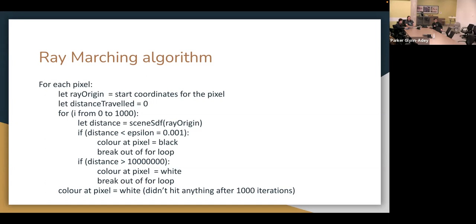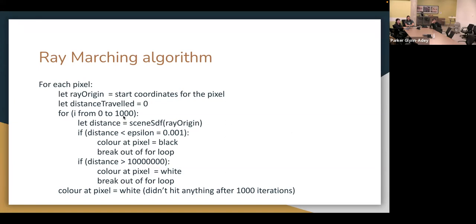So our algorithm is as follows. For each pixel on your screen, starting at the starting point, you move the point forward by the distance between the point and the scene. Now that you have moved the point forward, you check the distance again and then move forward again.